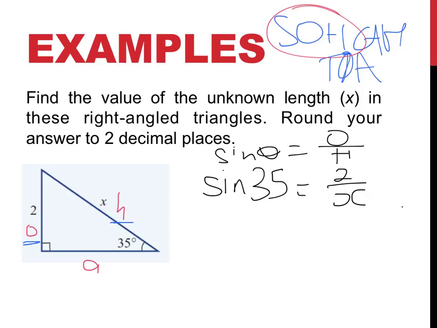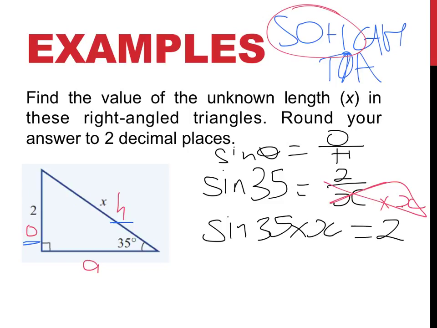So I move the x over to this side. I get rid of it on that side. It's divided by x, sorry. How do I get rid of a divided by x? Times it by x. If I times this side by x, that'll cancel out and I'll just be left with a 2. But I have to times the other side by x. So sine of 35 times x equals 2.